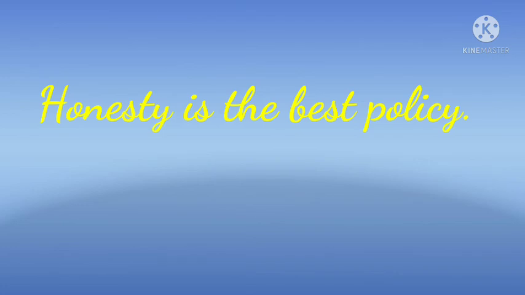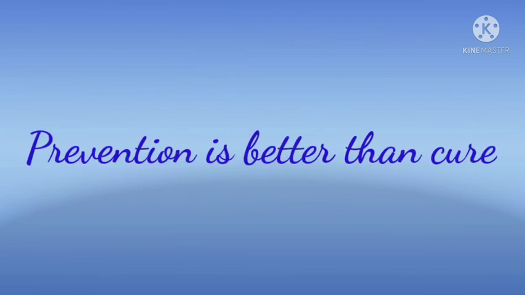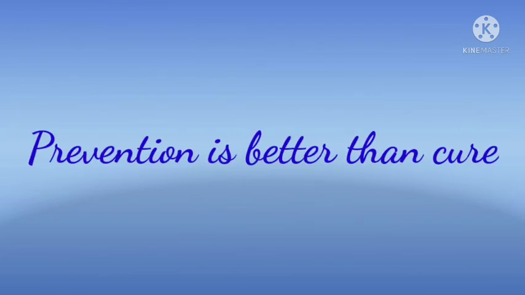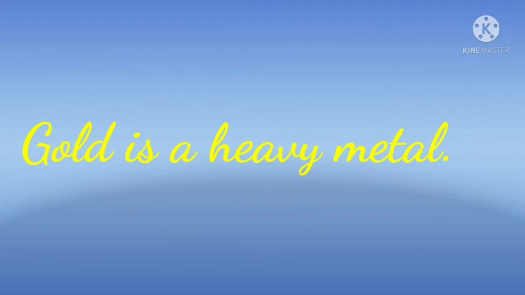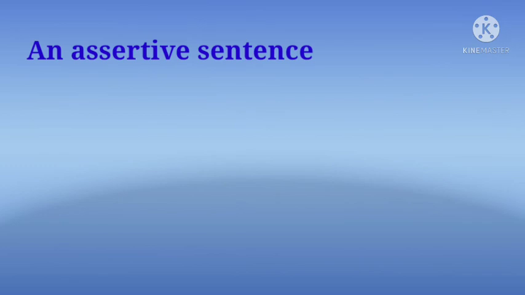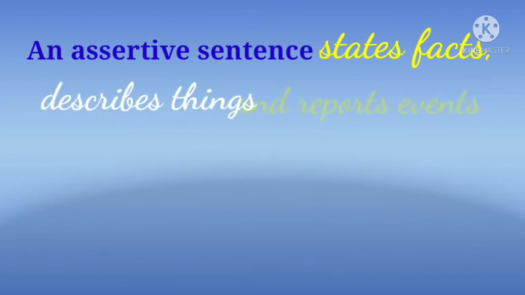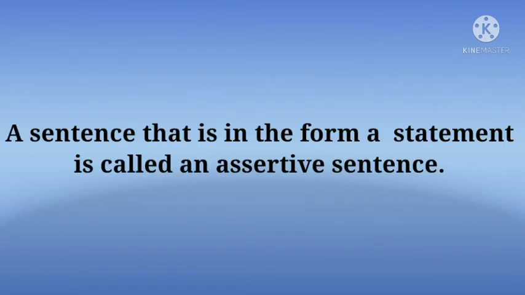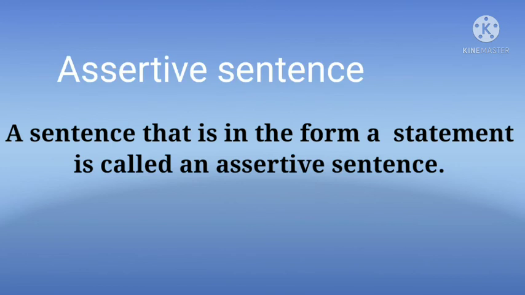States facts. Prevention is cure. States facts. Gold is a heavy metal. Describes things. The accident took place in the heart of the city. Reports events. So, an assertive sentence states facts, describes things, and reports events. Or, to put it in simple words, a sentence that is in the form of a statement is called an assertive sentence.